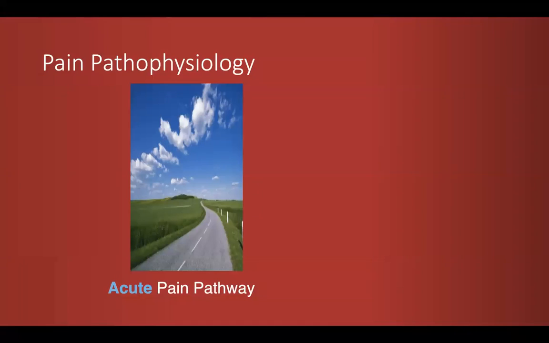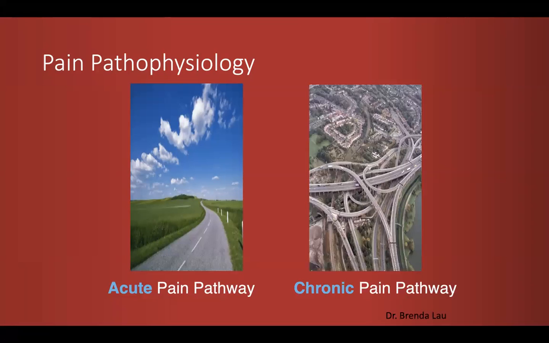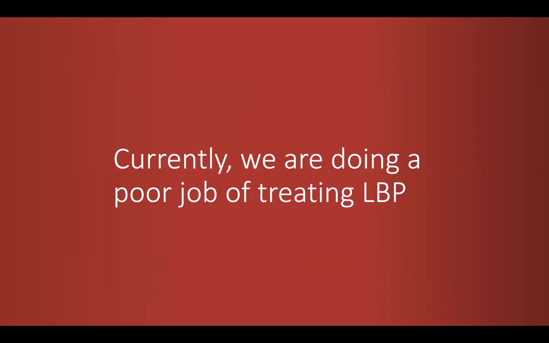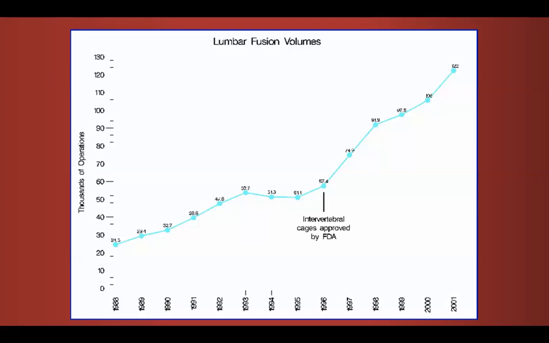So when we look at acute pain and its pathways, it's very straightforward. But when we start looking at chronic pain pathways, they get very much more complicated. And so currently we're doing a very poor job of treating low back pain. And if you just look at the number of fusions that are being done, you can see this dramatic increase over the last 20 years. And you end up with the patients showing up in your office like this.